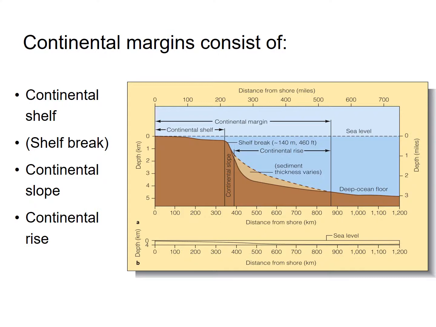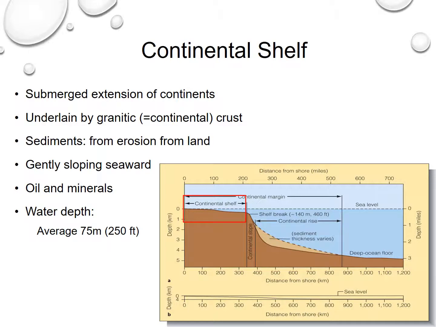And in the lower image, you can see the depth profile, and you can see that the continental margin is very shallow. So let's look at the continental shelf. I put a red box around the continental shelf. The continental shelf is the extension of a continent. Because it's a continent, it is underlain by granitic or continental crust. The sediments that pile up on the ocean floor are mostly from erosion from land. It is gently sloping seaward.